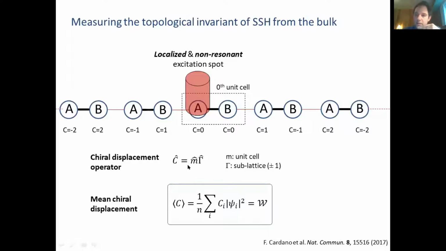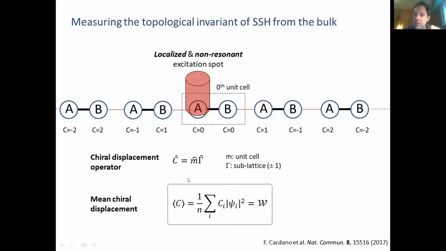And we multiply this operator by a sublattice operator that gives plus or -1 for the two different sublattices. So below each of these sites of the lattice, I'm showing the expectation value of this chiral displacement operator. So we see 0, 0, 1, -1, 2, -2, and on the other end 1, -1, 2, -2. And the idea is that we are going to calculate what's called a mean chiral displacement, which is simply a scalar product between this expectation value and the intensity profile at the specific position. So for each site, we multiply C by the intensity measured on this site.